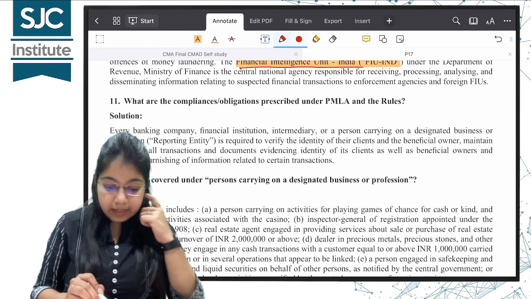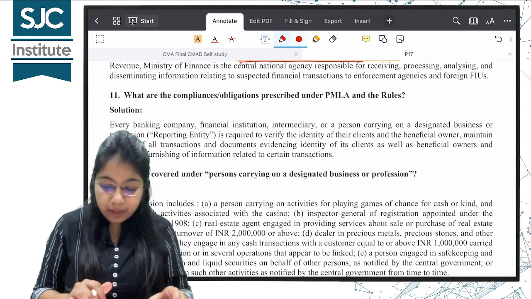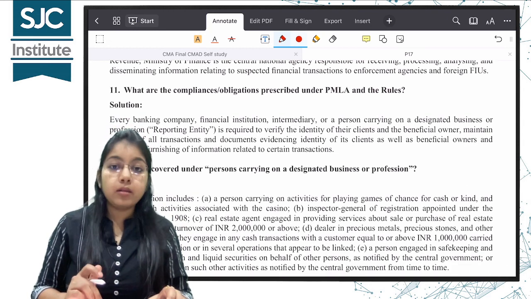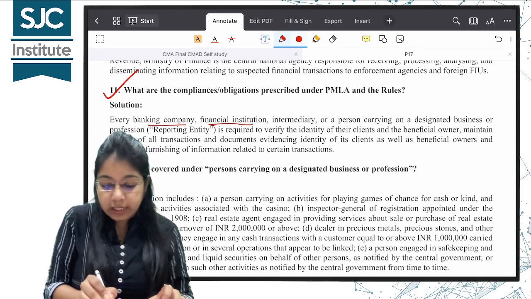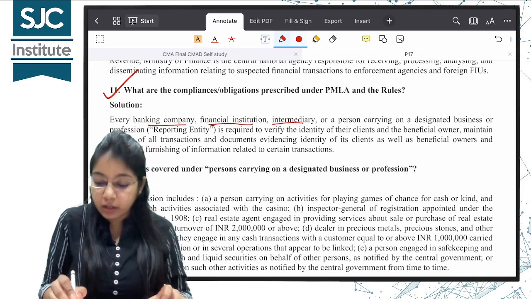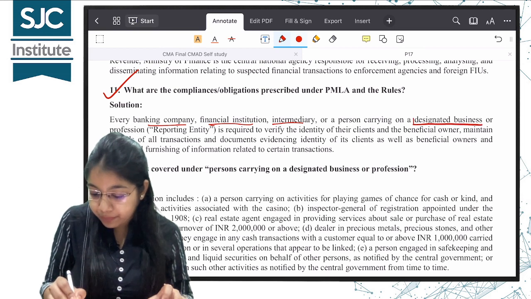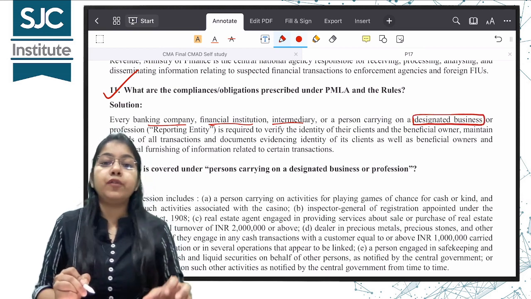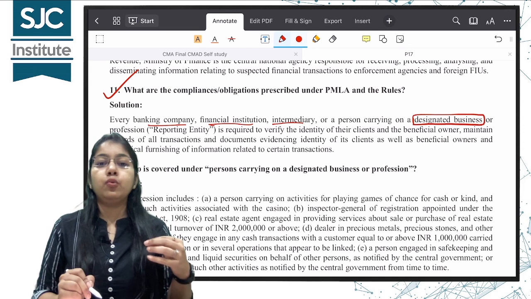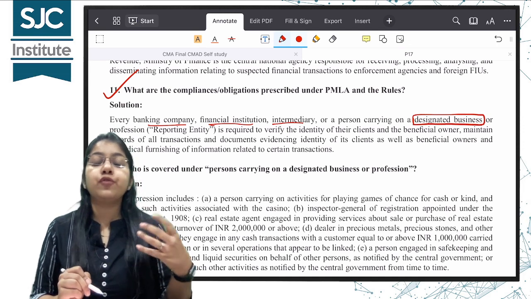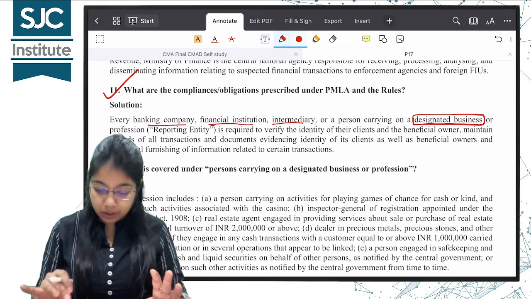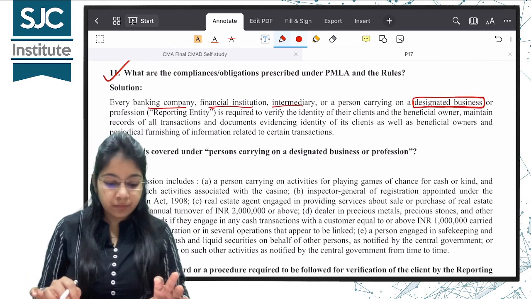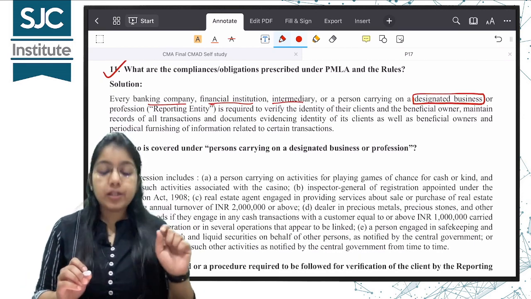What are the compliances and obligations prescribed under PMLA and the rules? Every banking company, financial institution, intermediary or a person carrying on a designated business, okay? Designated business here will include businesses related to certain games which involve games of chance, basically like casinos and all, and other businesses are also given. We'll study it in the next question. These are known as reporting entities.